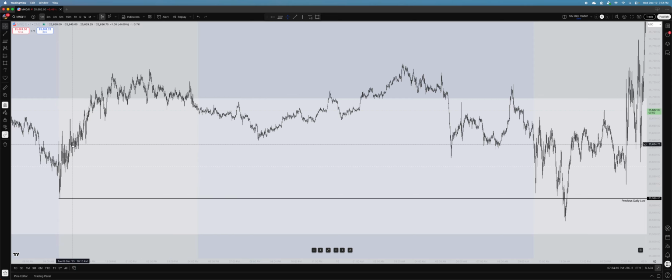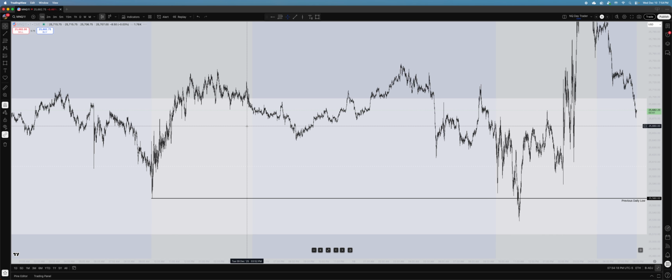Just a slow grind, very choppy. Not a ton of entry points in this choppy mess. Overnight, this is Asia session into London session. So overnight in London, you can see we manipulate this high, which is yesterday's New York session high, right? We're in the white shaded area, so this is the New York session. This is the high of day for New York.